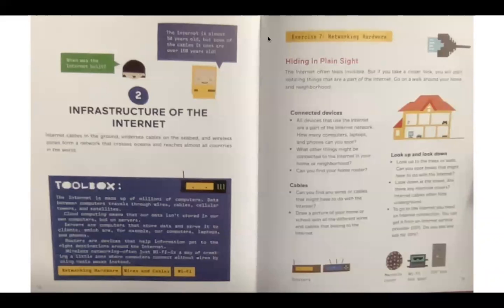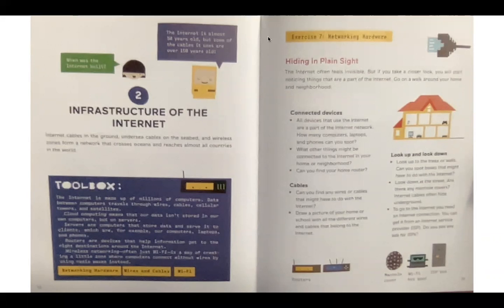Infrastructure of the internet. When was the internet built? The internet is almost 50 years old, but some of the cables it uses are over 150 years old. Internet cables in the ground, undersea cables on the seabed, and wireless zones form a network that crosses oceans and reaches almost all countries in the world.